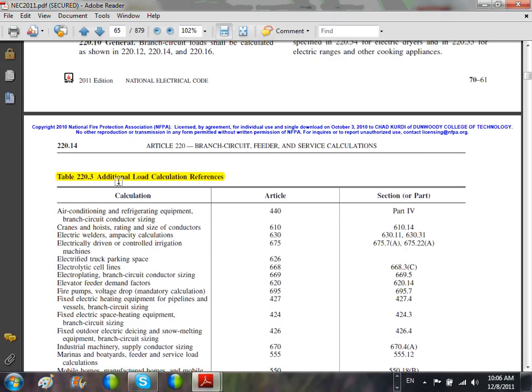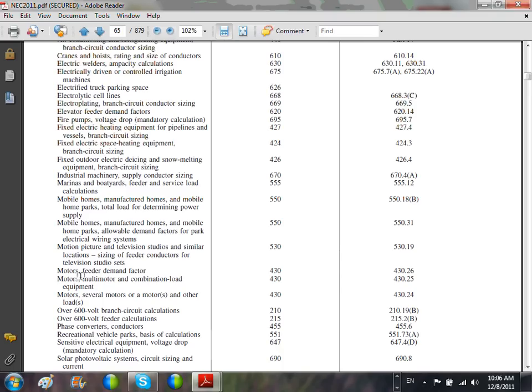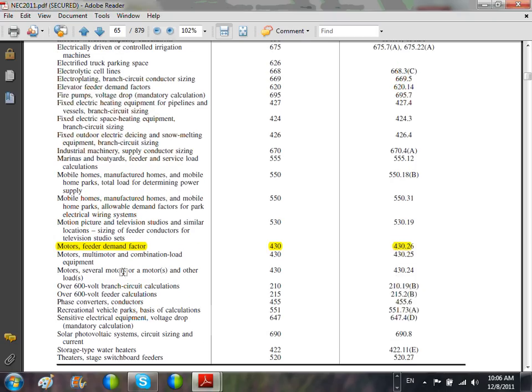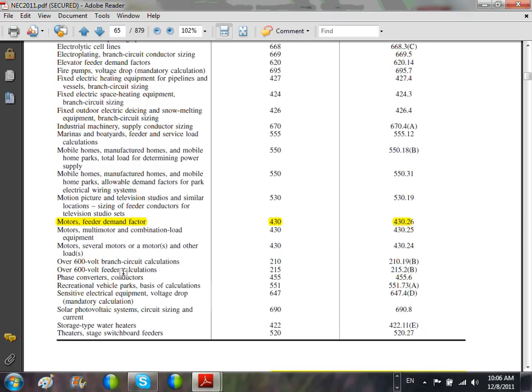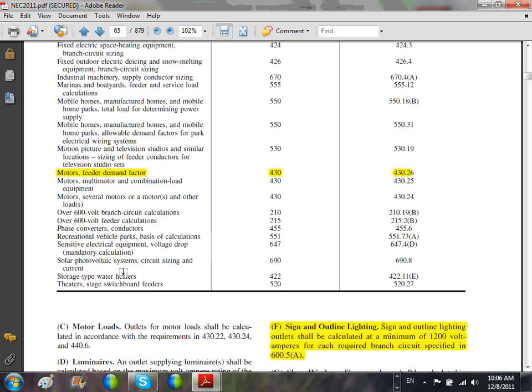This is where additional references are. For example, when we did the motors, can you see where the motor feeder is right in here in this table? And when we did the HVAC 440, I don't see the 440. Do you see the 440? Anyway, this is where you get specific loads.